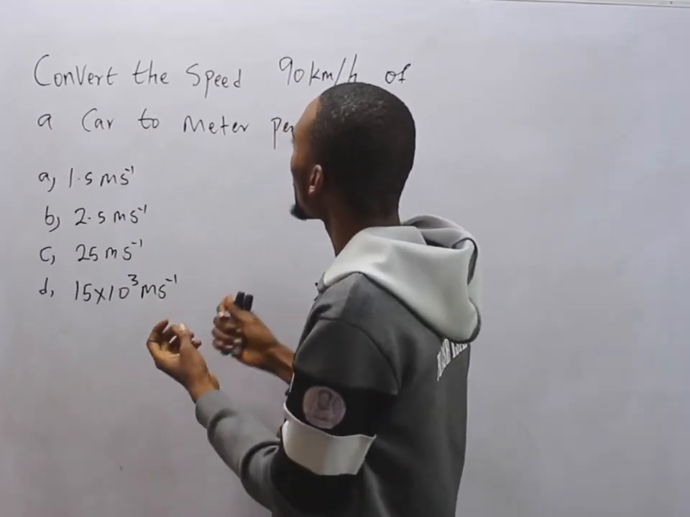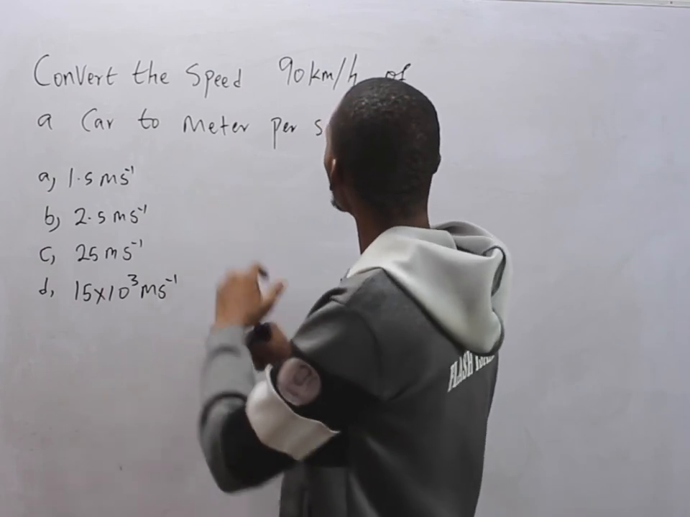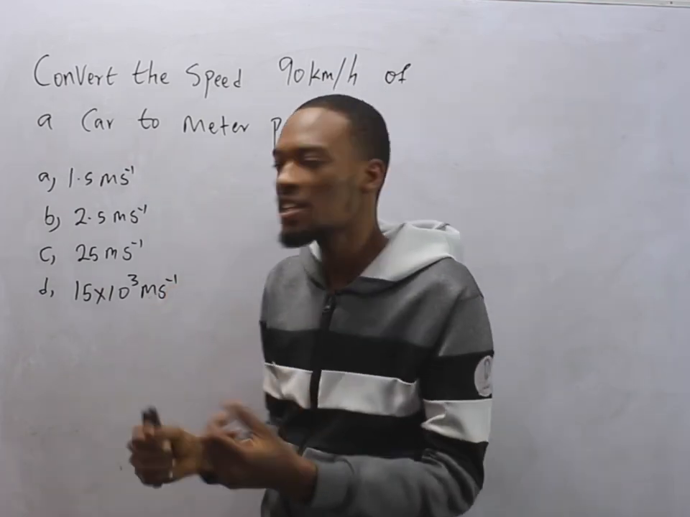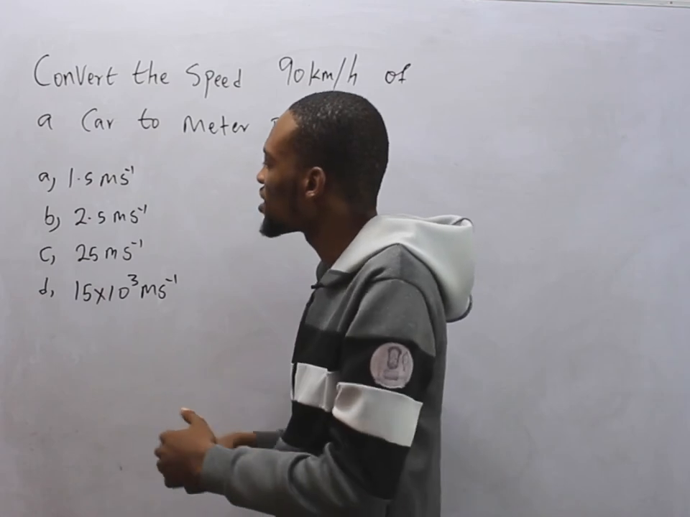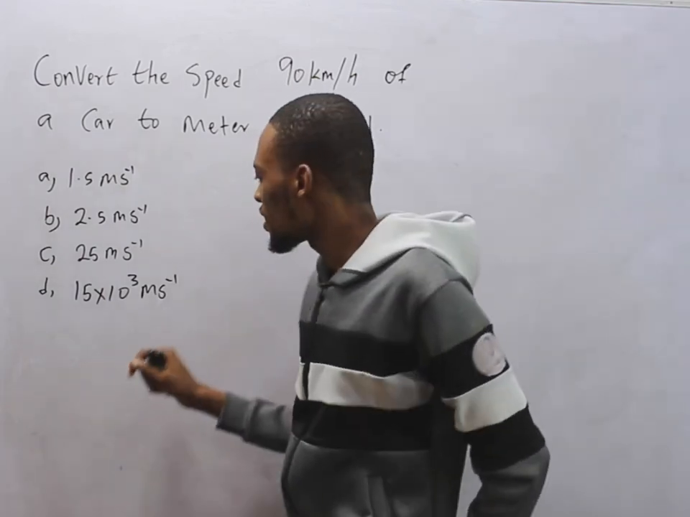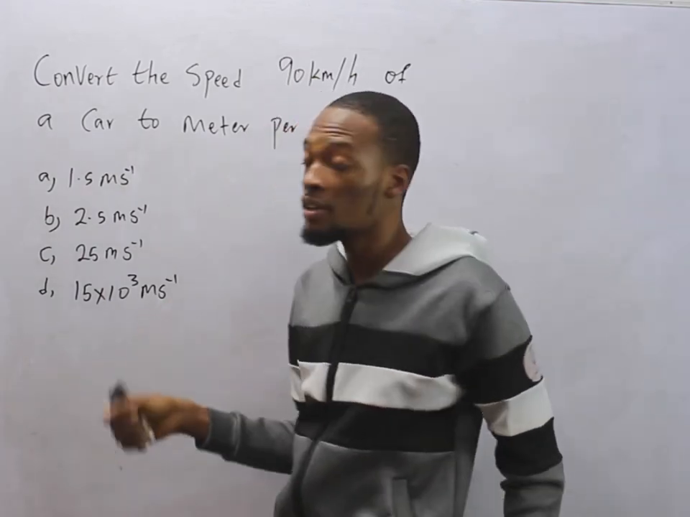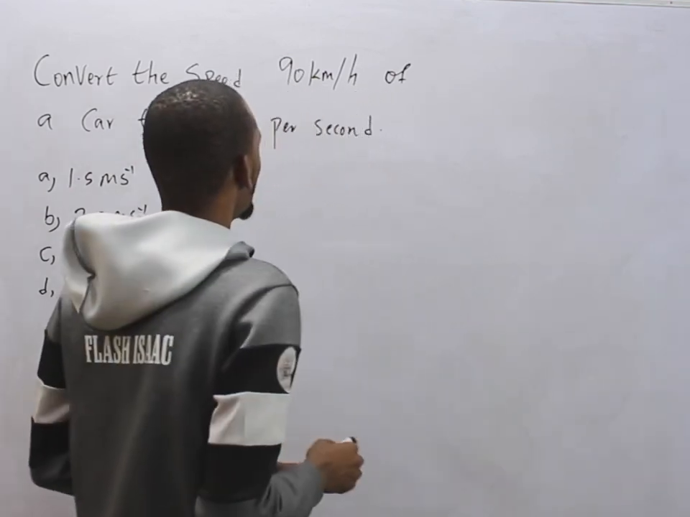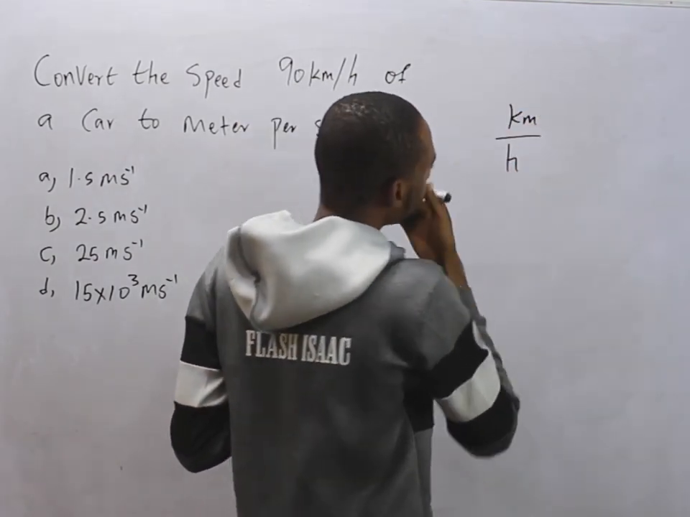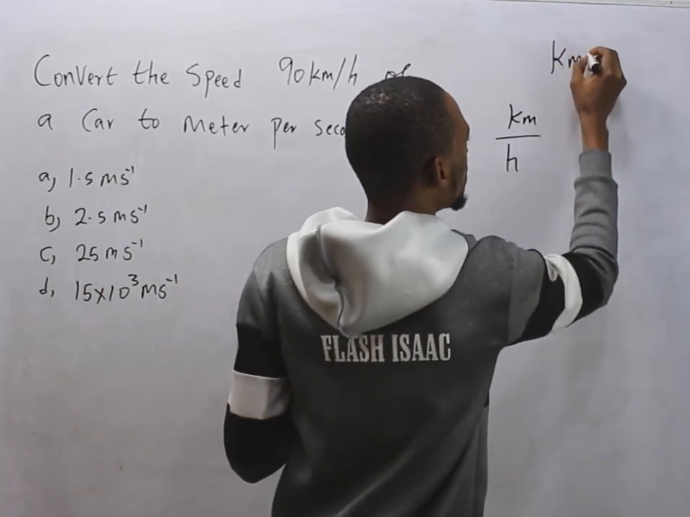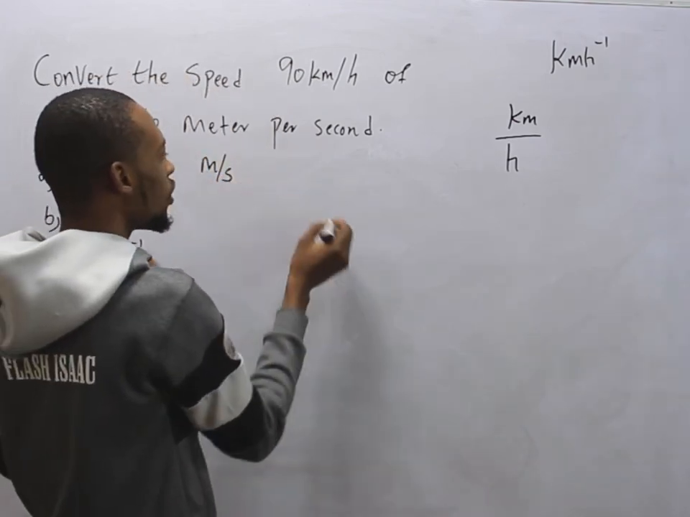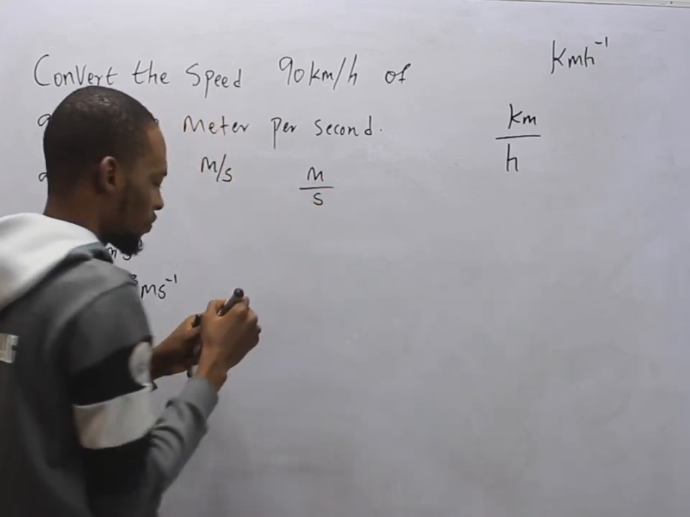This question says, convert the speed 90 kilometer per hour of a car to meter per second. A says 1.5 meter per second. B says 2.5 meter per second. C says 25 meter per second. And D says 15 × 10^3 meter per second. Now, kilometer per hour simply means kilometer over hour. Why is this meter per second? Isn't it meter over seconds?